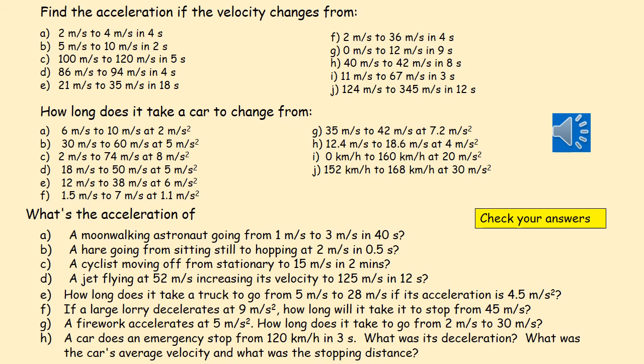And then finally we get to the stopping distance. So we know that the velocity is the distance divided by the time, which means that distance is velocity times time. Velocity we worked out was 16.6 recurring. The time was 3 seconds, so that gives us 50 meters for the stopping distance.